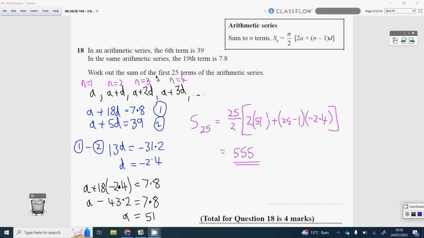Now I'm being asked to work out the sum of the first 25 terms in this series. So I use the formula provided at the front of the paper here. So the sum of the first 25 terms, because n is 25, is going to be 25 over 2, n over 2. Two lots of my first term, two lots of A, so that's two lots of 51. Then n minus 1 is going to be 25 minus 1. And my common difference, D, we've worked out to be minus 2.4. Pop all of that into your calculator. You get the sum of the first 25 terms being 555.